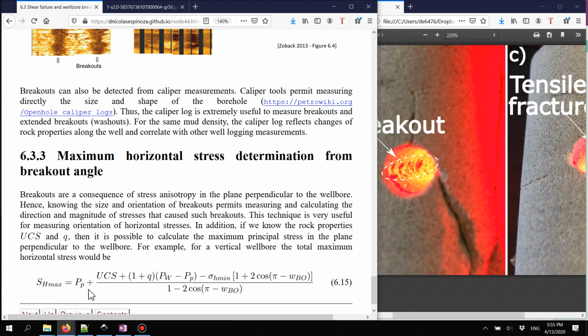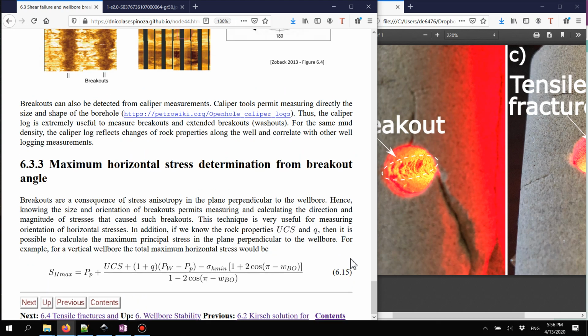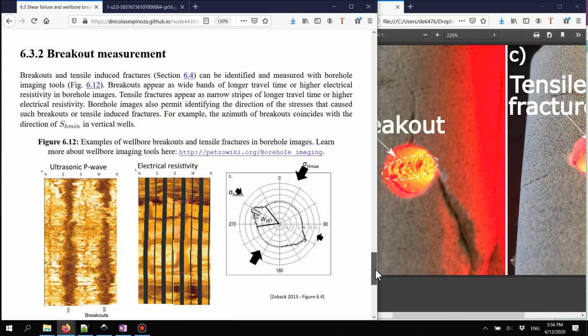Again, if you know the conditions such as the pore pressure, the minimum horizontal principal stress that can be calculated from the hydraulic fracture test, if you measure what is the breakout angle and you know the properties of the rock, UCS and Q, that you could determine in the laboratory, you could determine what SH max is. Okay, this finishes the discussion about breakouts.